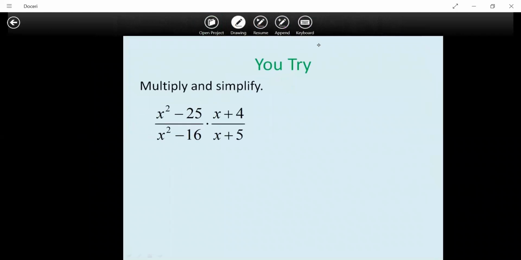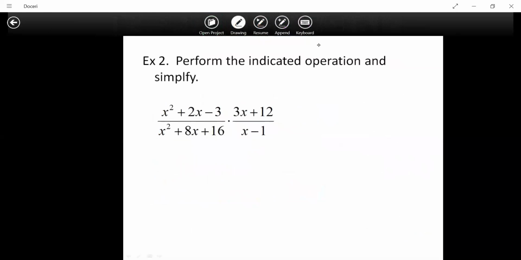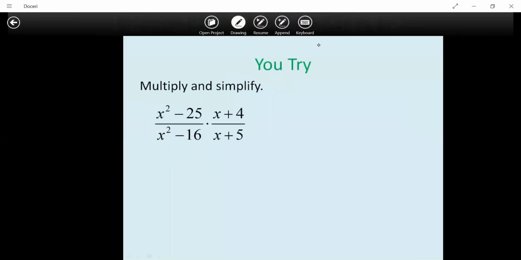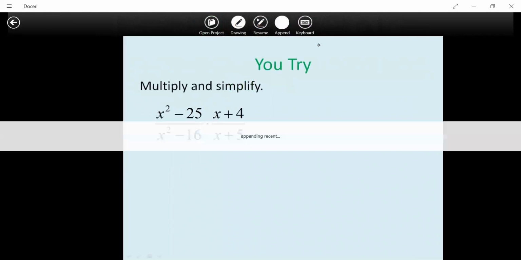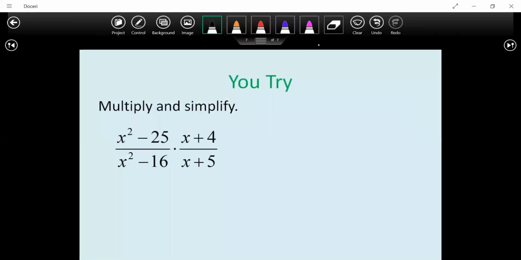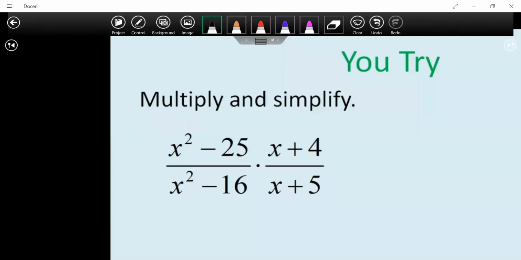Did I skip over one? Are we okay? Yeah, we're okay. Do me a favor, try this one. Try this one out. She was heated. Okay, here we go.